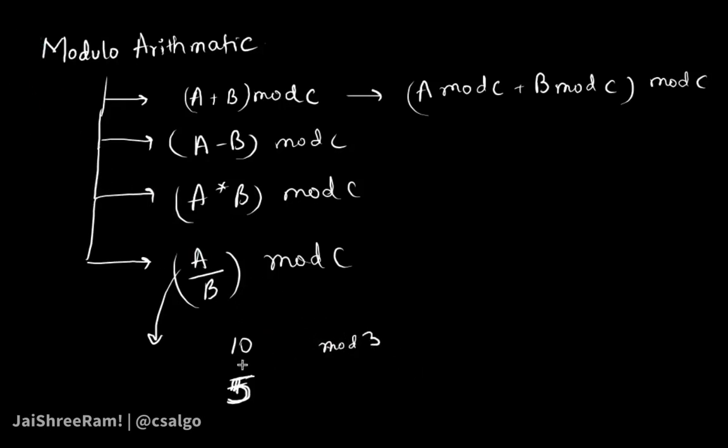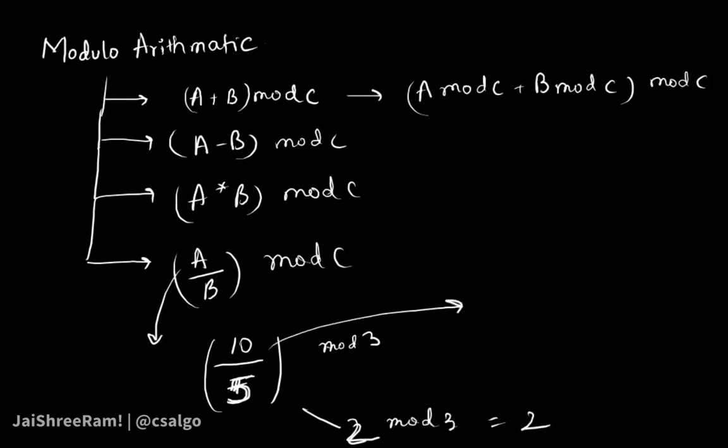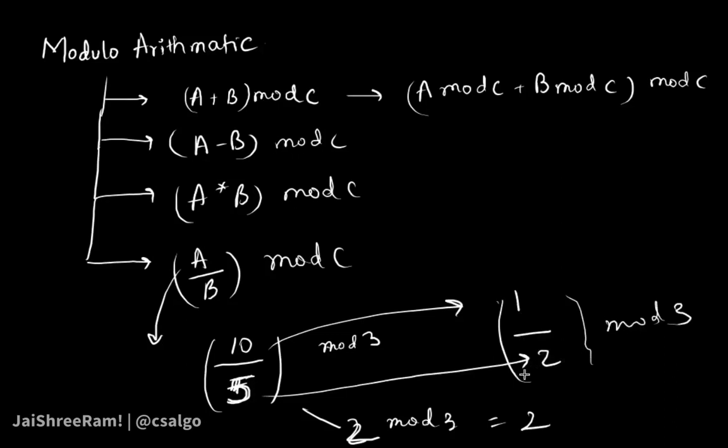If we divide it directly, we get 2, and then 2 modulo 3 is equal to 2, right? But if we take modulo first, it will be 10 mod 3, that is 1, and 5 mod 3, that is 2, so that is a half kind of thing. And then if we take modulo, that doesn't make sense, right? It is no longer divisible, so we cannot open up modulo inside divisions directly. So how do we perform these divisions in modular arithmetic?